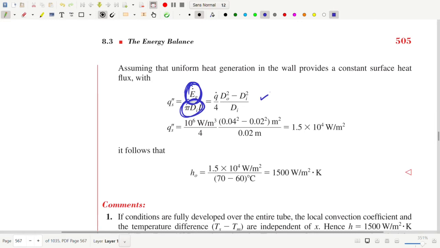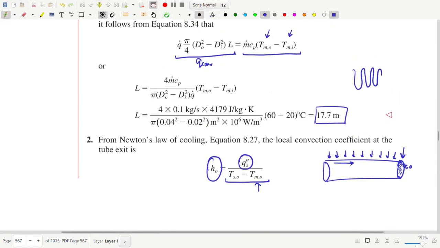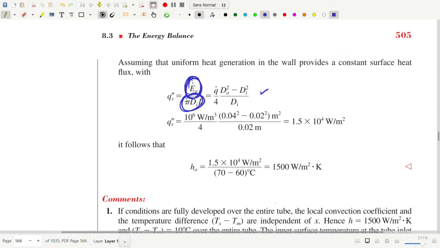Since we already have the temperatures with us, the surface temperature is given as 70 degrees centigrade, and the mean temperature of the water was given as 60 degrees centigrade. So the difference is 10 degrees centigrade. That results in a heat transfer coefficient of 1500 watts per meter square Kelvin. So you can see that it's a very large value of h that we see here.